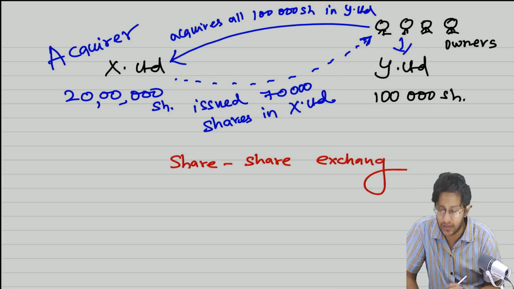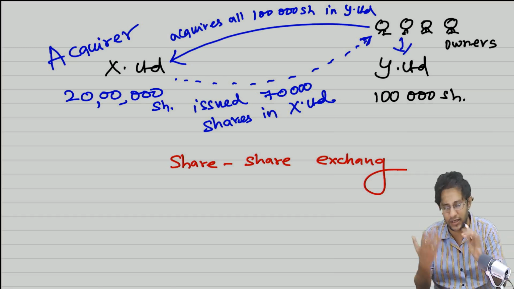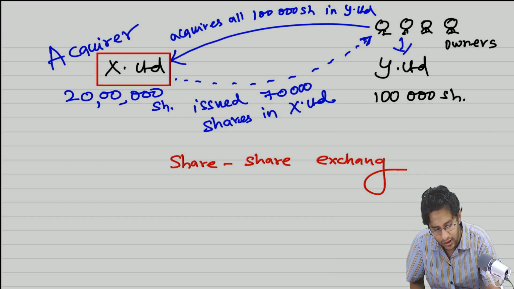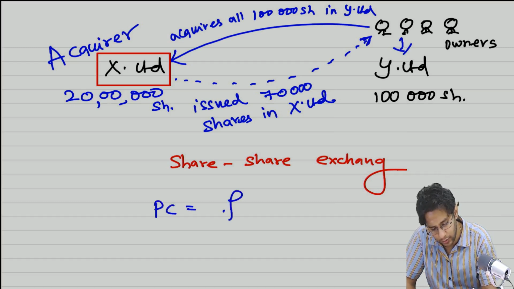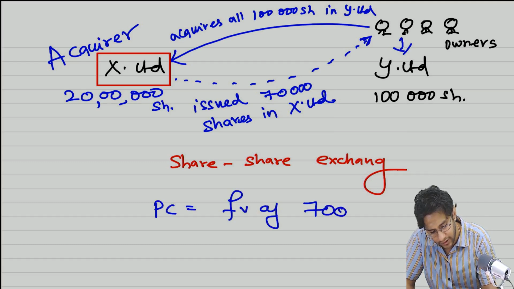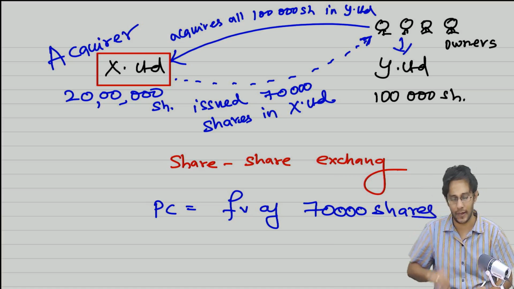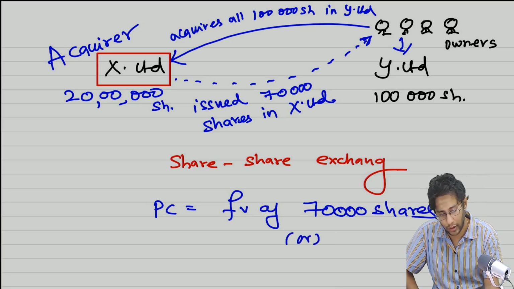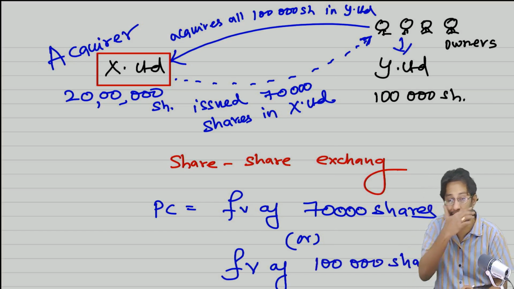Now, for this transaction, what is the PC? Normal general rule is what? Whatever we give, that is PC. So what is X Limited giving here? X Limited is giving 70,000 shares as PC. So ideally, PC is equal to the fair value of 70,000 shares that X has given to the old owners of Y Limited. But what our standard says is, this is okay, but you can also take the fair value of what you have acquired if that is more reliably measurable.